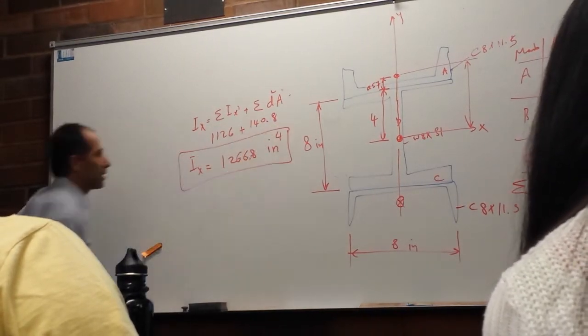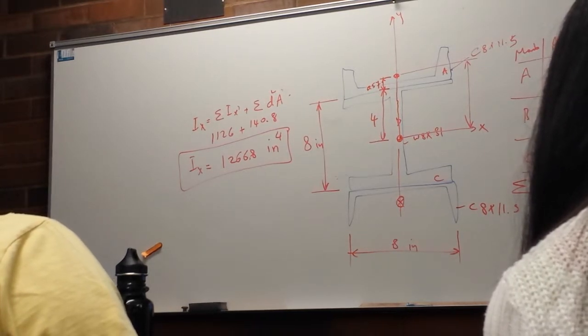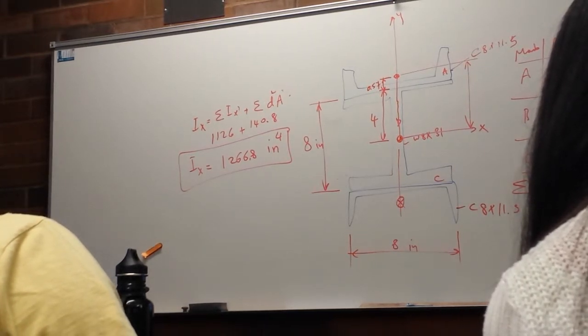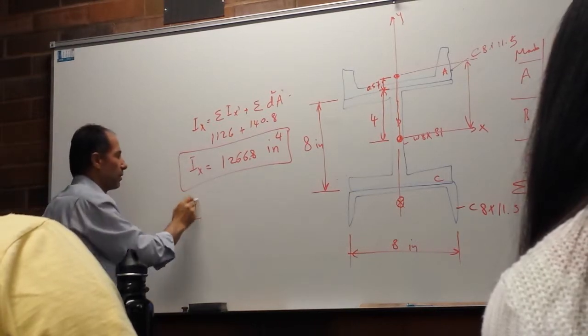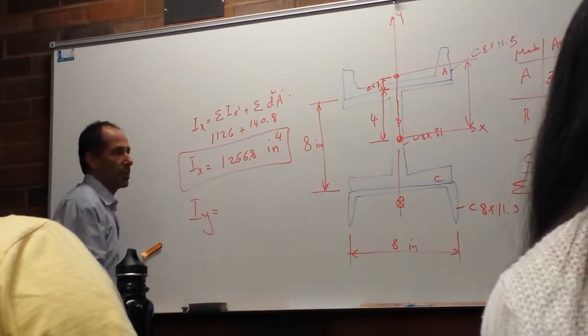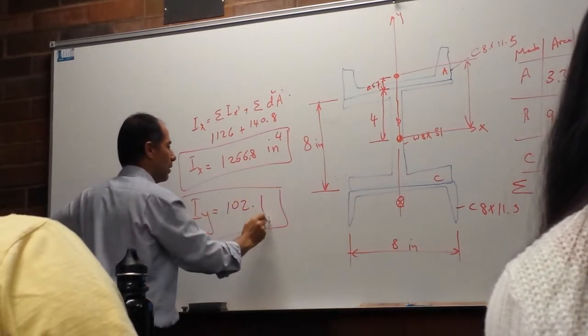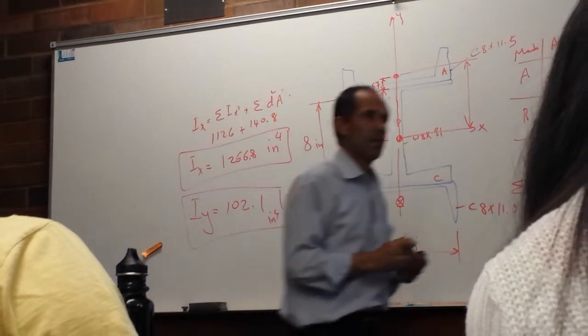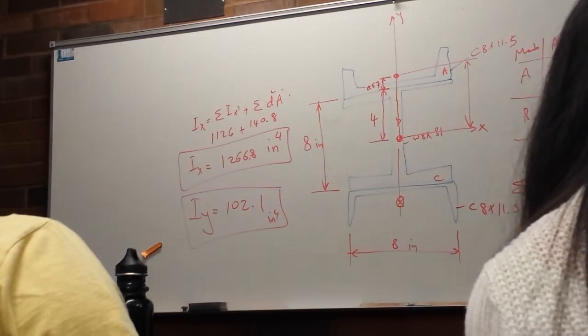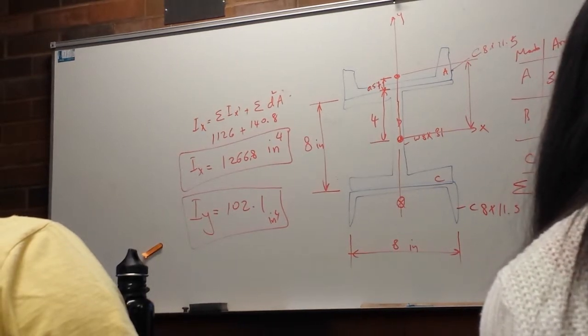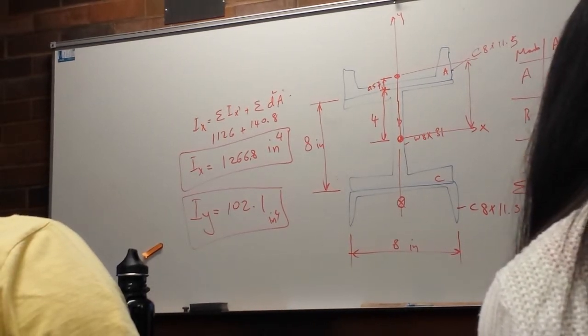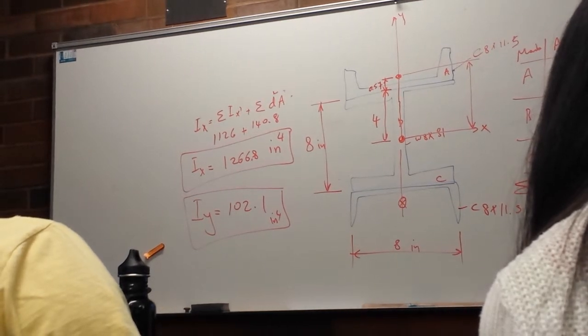Did I add it well? Yes. What is Iy? 102.1. Simple? Because you need to add D square A's to it, but because the line comes in through the center, there is no distance. Correct? Radius of gyration, we have to do that.